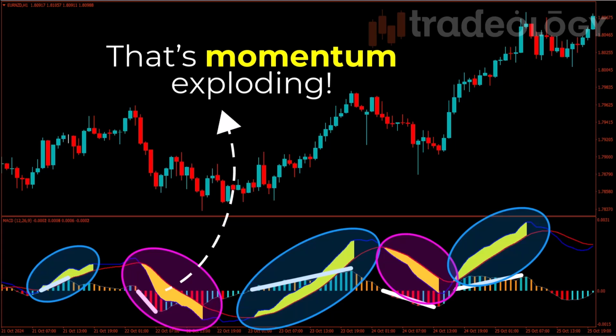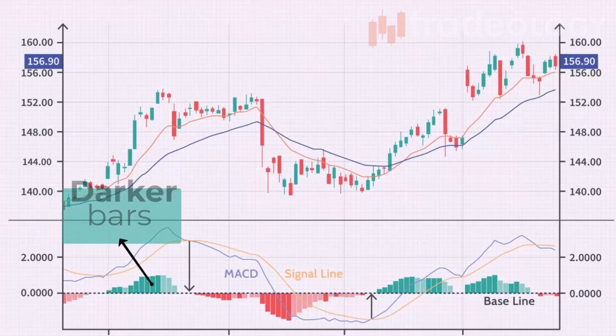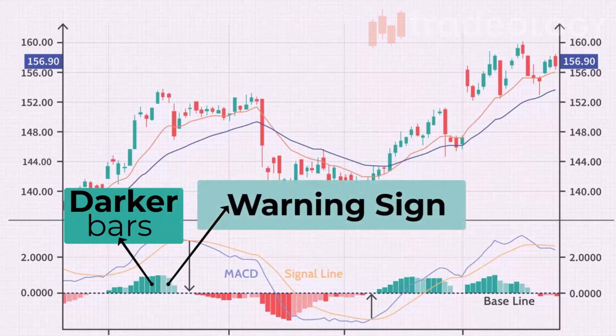Larger bars mean the trend is gaining serious strength, while smaller bars scream that momentum is fading. It's like a built-in power meter for the market. But here's the crazy part. The colours of the bars actually change too. Darker bars pop up when momentum is getting stronger, but when they start turning lighter, it's a warning sign. The trend is losing steam. And this happens before a full reversal kicks in.